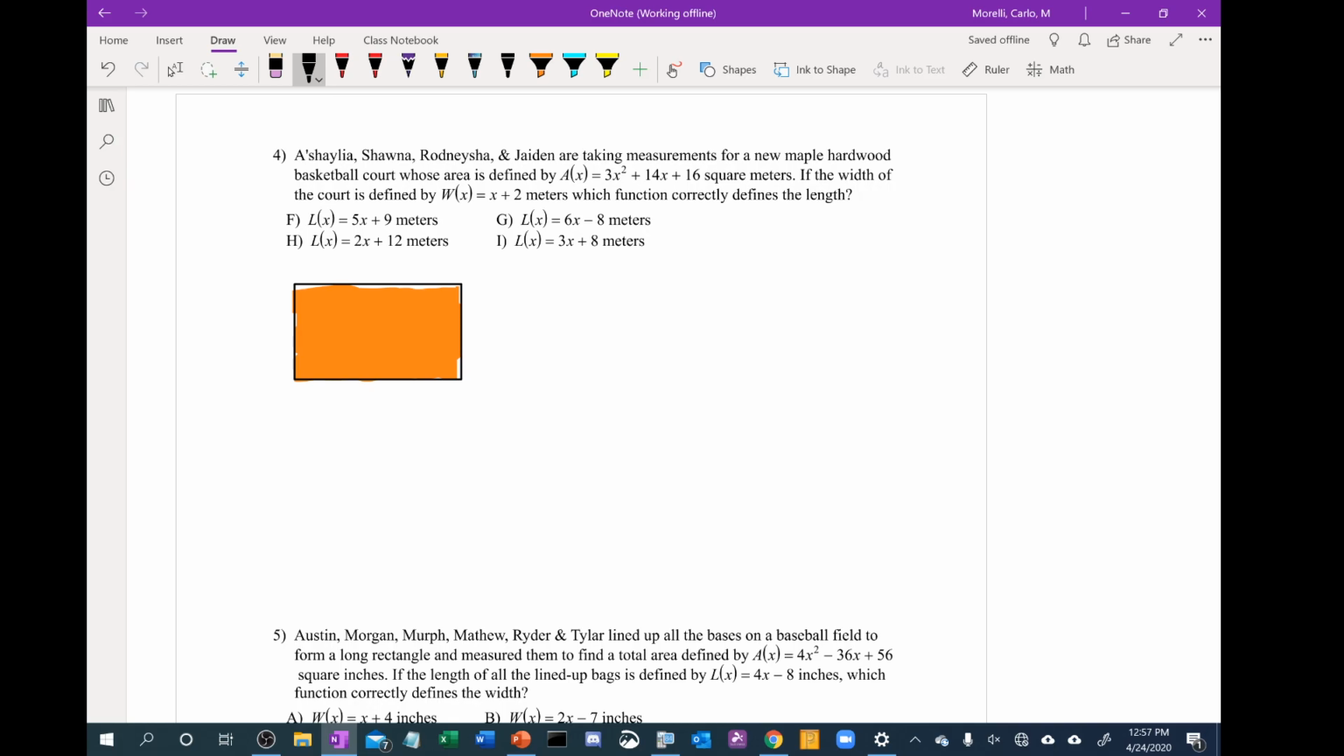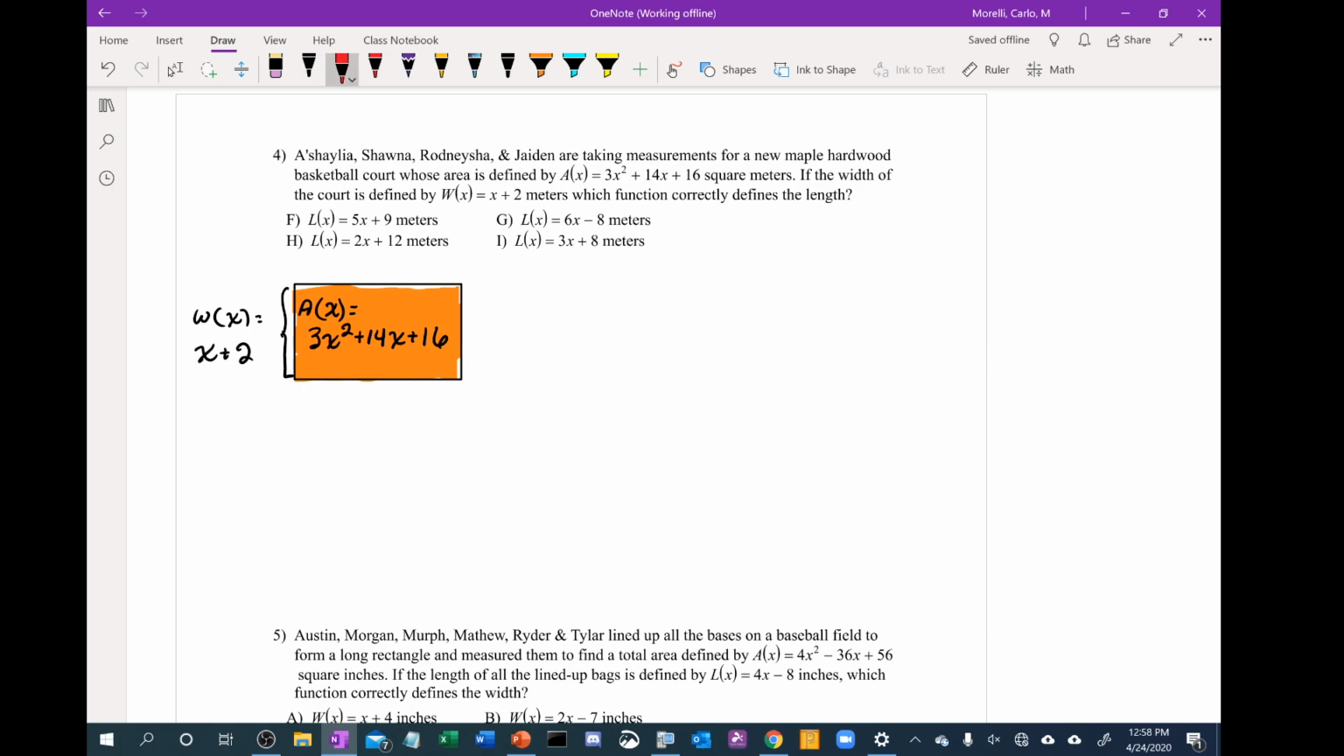And the area, A of x, is equal to 3x squared plus 14x plus 16. So I'll write that here, 3x squared plus 14x plus 16. What else were we given? Looks like we were given the width of the court. So that would be this length right here, or this distance right here, the width, w of x, and that equals x plus 2.